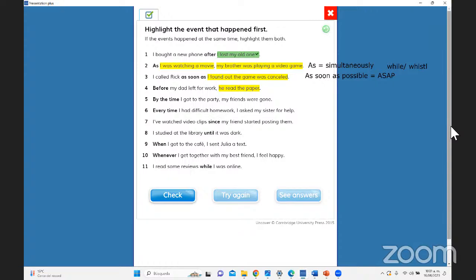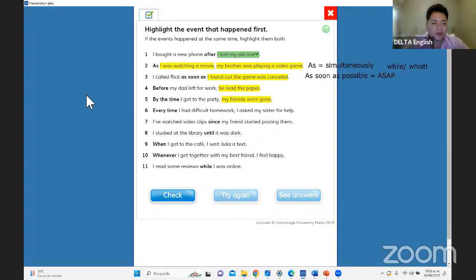I'm not sure. My friends were gone by the time. So my friends were gone happened first. Primero mis amigos se fueron. Y yo llegué a la fiesta. So by the time is to say that when something happened, this other thing happened, right? También podemos substituir by the time con when, right? When I got to the party, my friends were gone. Mis amigos se habían ido.